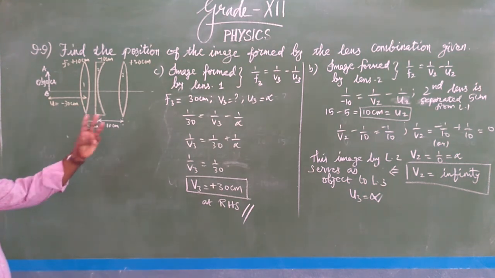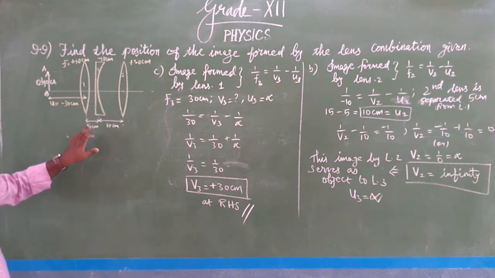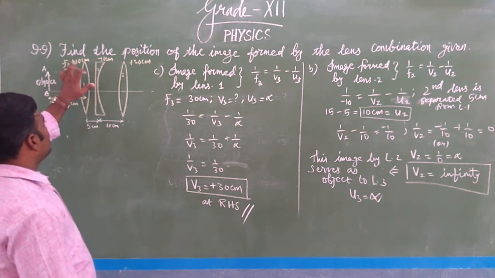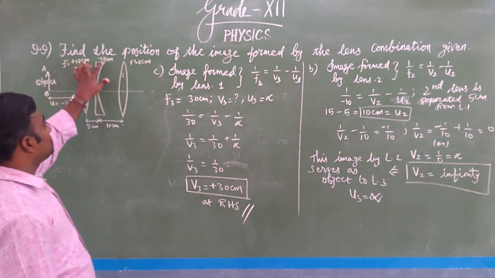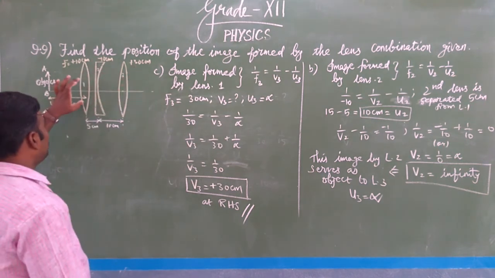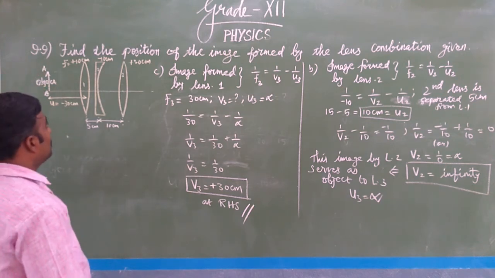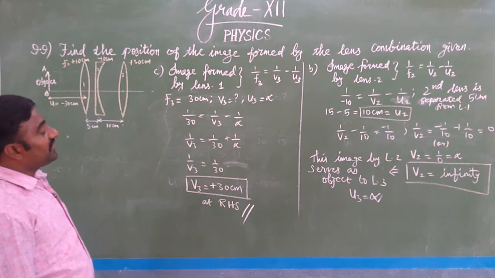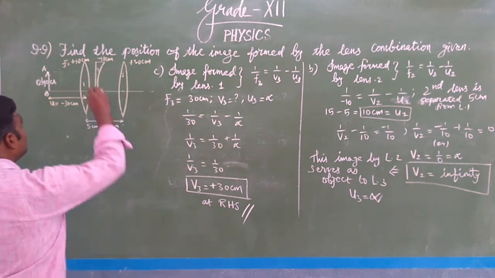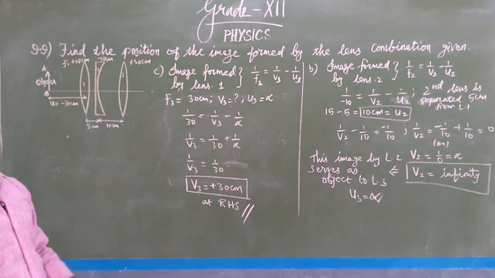I repeat once again. We have three different lenses, convex and concave, and each lens is separated by a distance. Lens 1 and 2, the distance is 5 centimeter. Lens 2 and 3, the distance is 10 centimeter. The first lens focal length is 10 centimeter, the second lens is minus 10 since it is diverging, and the third lens is plus 30. For the first lens, the object is placed at the left hand side at a distance of 30 centimeter. So what is the final image formed by this lens combination? These three lenses combined together, and the final image is formed at what distance? That only we want to find.